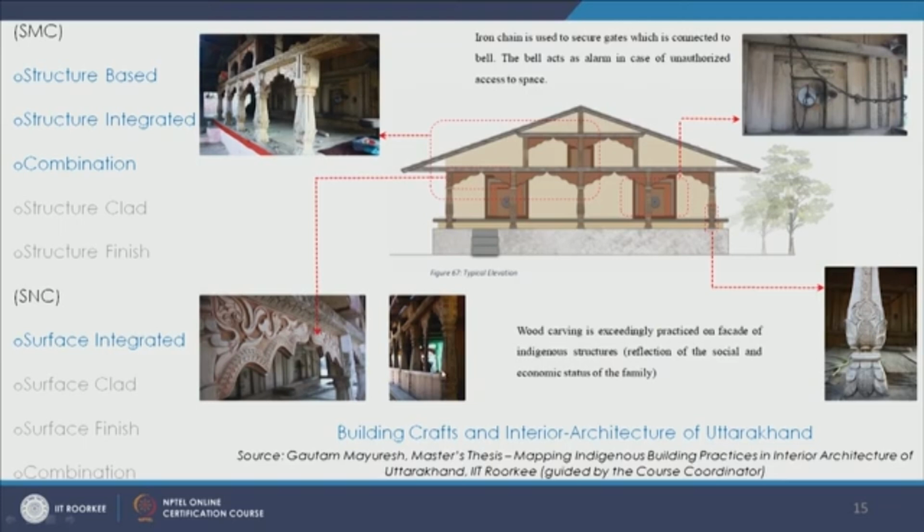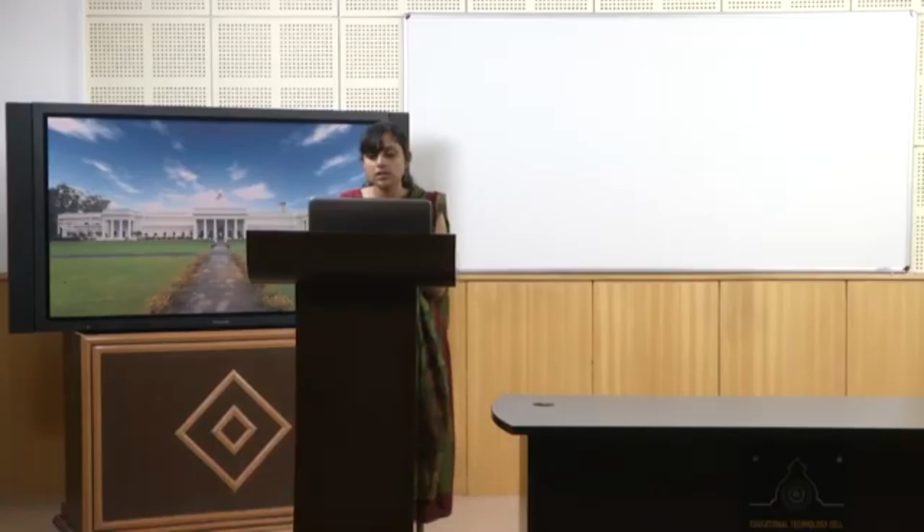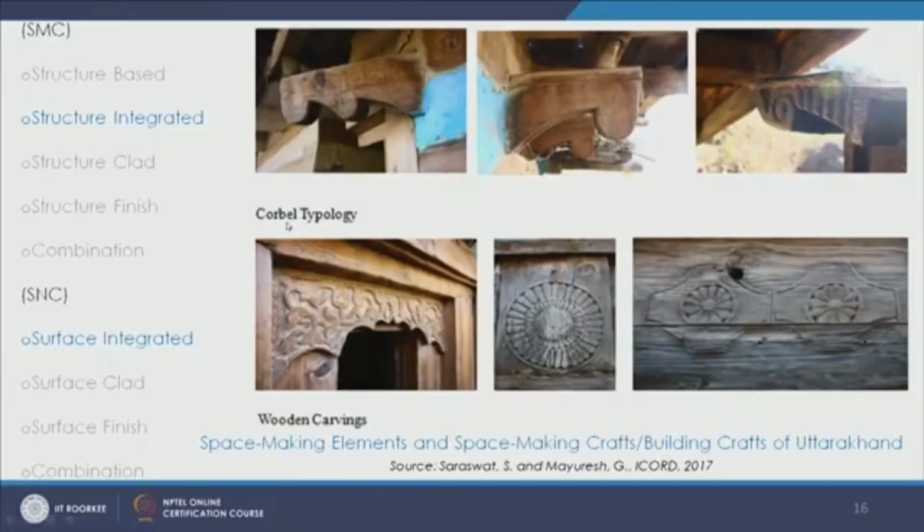So different kinds of crafts and their different categories could be seen in the interior architecture, and we will slowly understand how crucially the craft and the craft practices have contributed in creation of spaces. Another example, we see here different typology of corbels. So here these are different pictures. We see a lot of wood carvings over here.